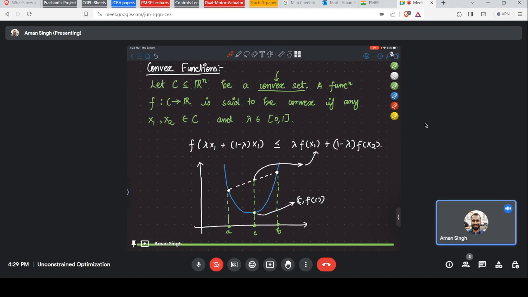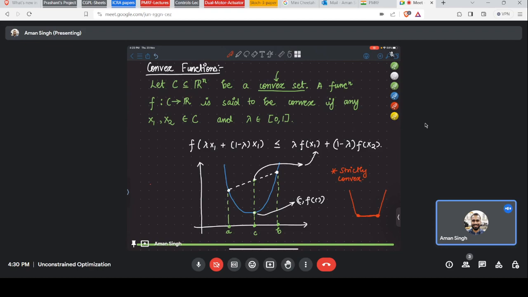Now there's something called strictly convex, where the equality sign in this inequality gets removed. Those are called strictly convex. So for example, if I have something like this, where at the bottom all the points have the same value, then this is not a strictly convex function. It's a non-strictly convex function.